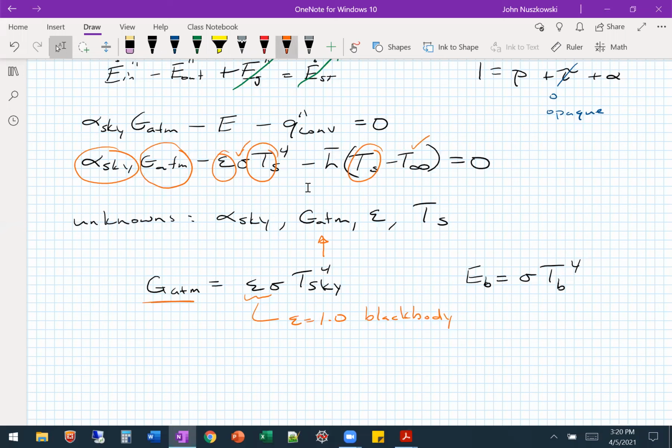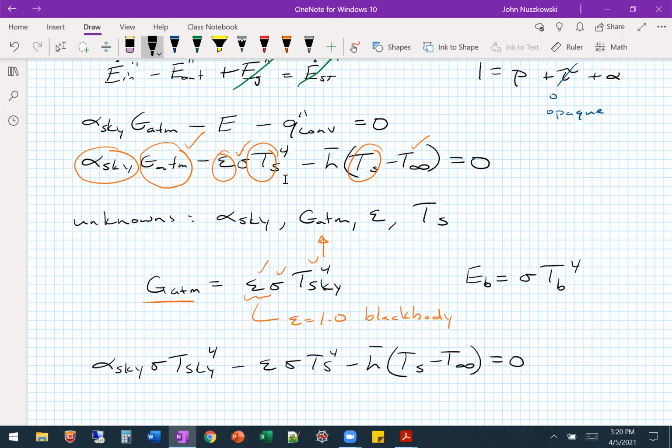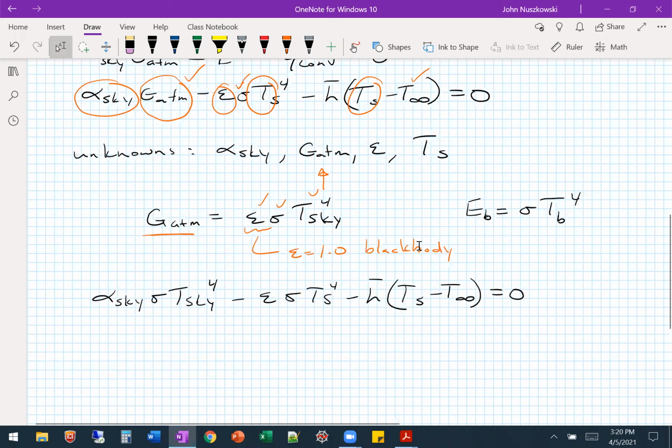All right, so with this equation, we then have the equation for G atmosphere, which we go through. The emission term is 1, Stefan-Boltzmann, temperature of the sky, right? We have those. But I want to rewrite this just to be complete. So this ends up being sky, and we could put these two together. Not necessarily yet. And so we look at this and we still have this, this, and this. So a temperature of the surface, the emissivity, and the sky's absorptivity.